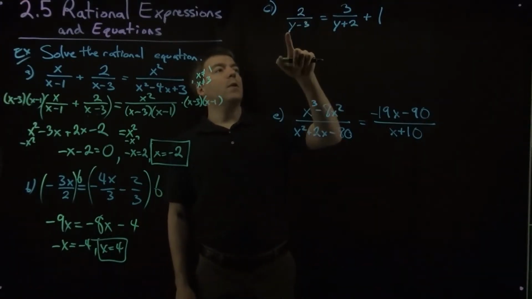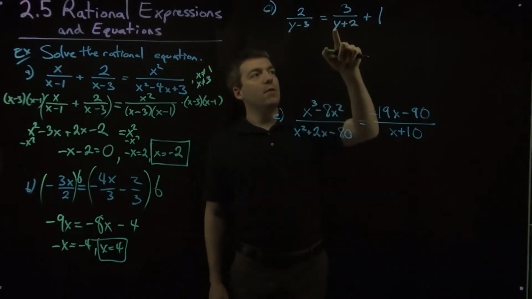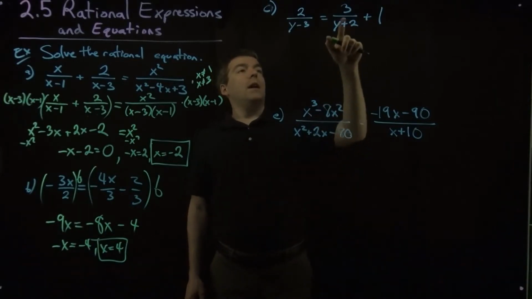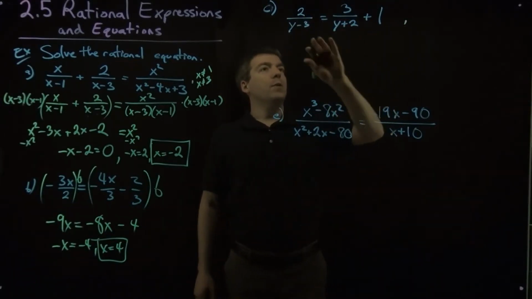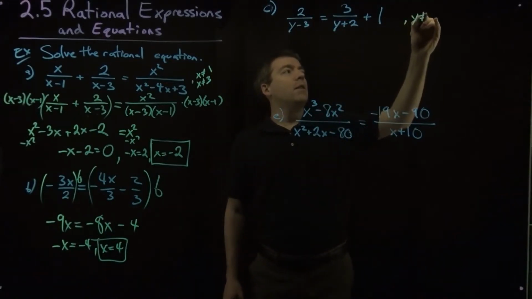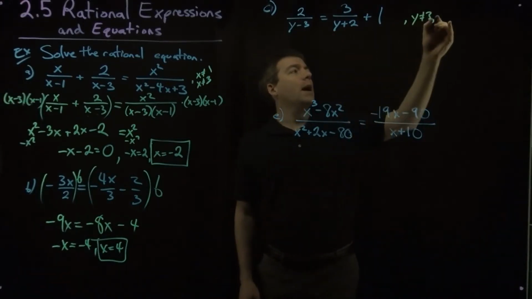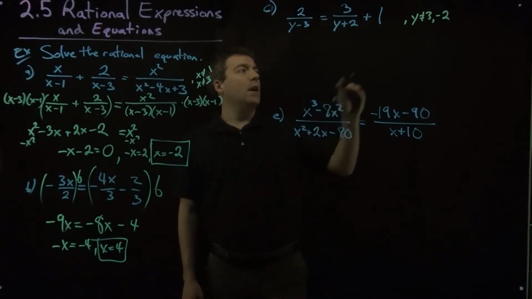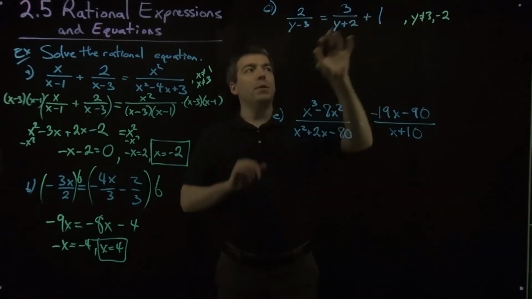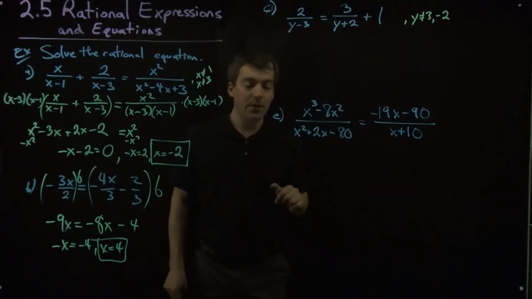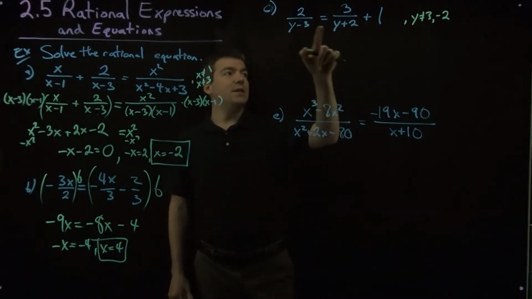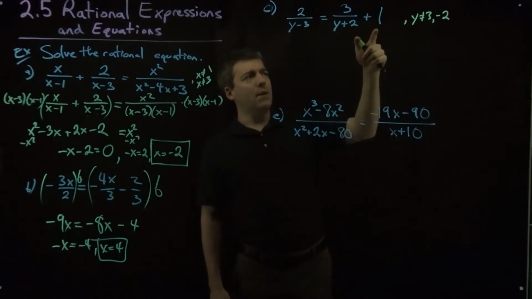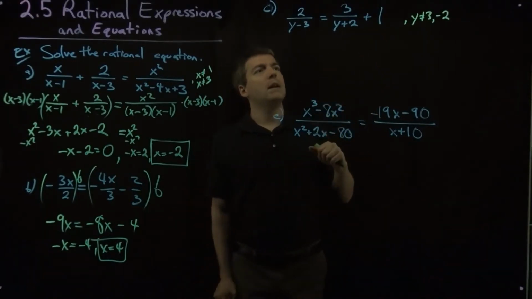Here we have 2 over y minus 3 equals 3 over y plus 2 plus 1. All right, first off, we'll note that y cannot be 3. Y cannot be negative 2. Once we've got that down, we can go ahead and multiply both sides by something that clears all of the denominators. In this case, we want it to be the product of both of these. The denominator of that 1 is just 1, so we don't have to worry about that.